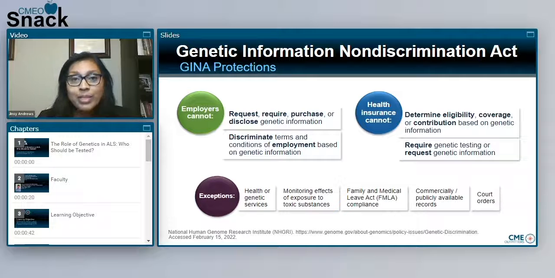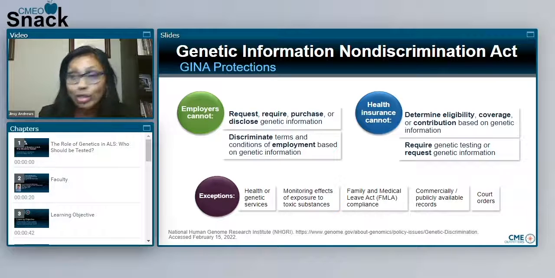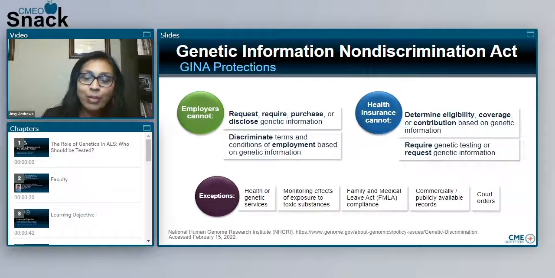So there are some protections provided in the US, but these and some other laws that have been passed don't necessarily protect you from everything. So as you mentioned, life insurance, disability insurance, and long-term care insurance, the GINA laws don't protect individuals from that. So it's important to have that conversation. And most genetic counselors are pretty aware of that in the US and have that discussion before the genetic testing is planned.